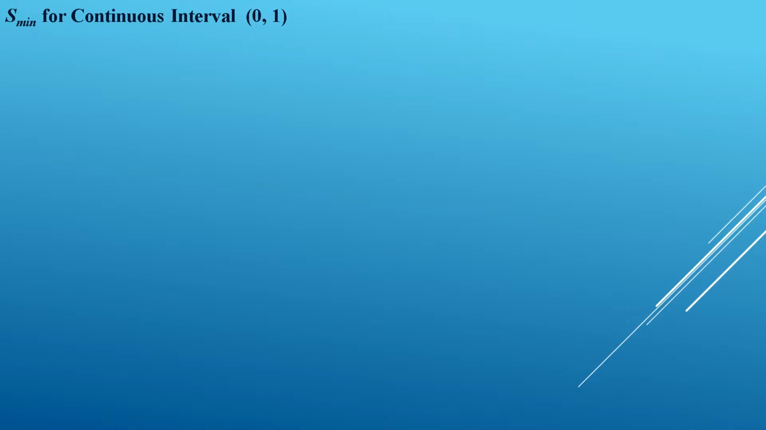Continuous interval 0, 1. So it means if you have an interval, the data is continuously distributed between 0 and 1. Definitely there are infinite numbers between 0 and 1: 0.01, 0.05, 0.99, and so on. So the aim of this presentation is to introduce the minimum sum and find a general formula to identify the minimum sum for this interval if the data is continuous.